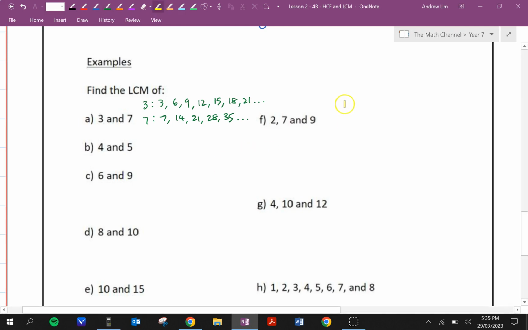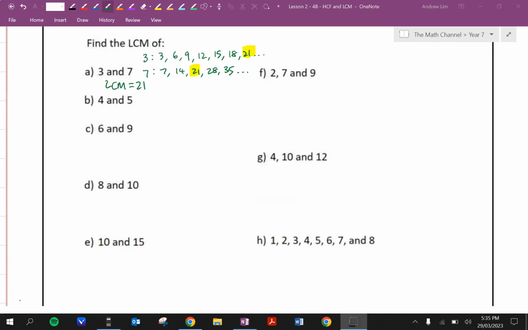So we can see here, no 3 in this one, no 6, no 7, no 9, no 12, no 14, no 15. Oh, they both have 21. So the lowest common multiple is 21. Now I prefer not to do that, but I would like you to see if you can have a go with B, C, D, E, F, G, and H. See if you can find the lowest common multiple of each of these.